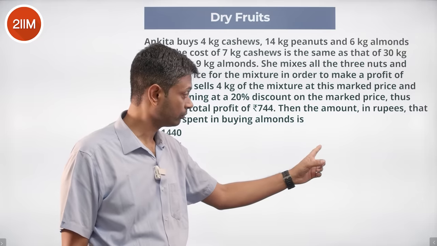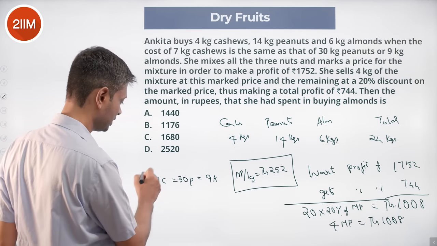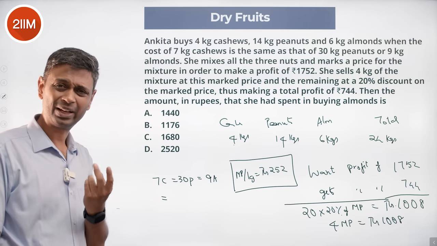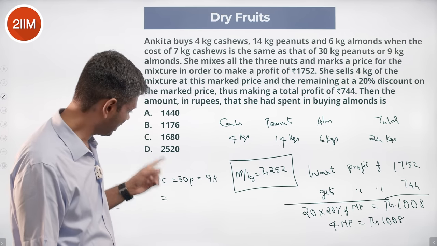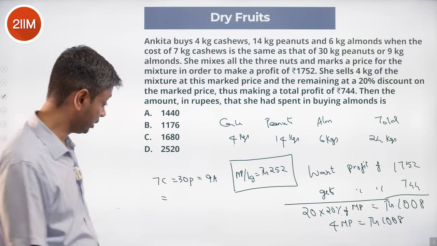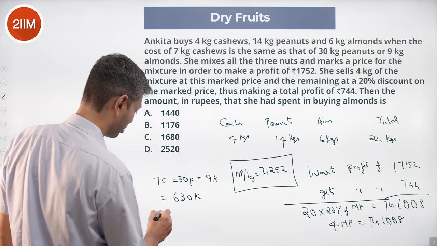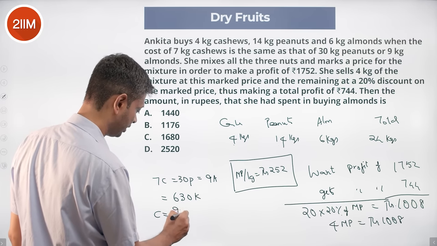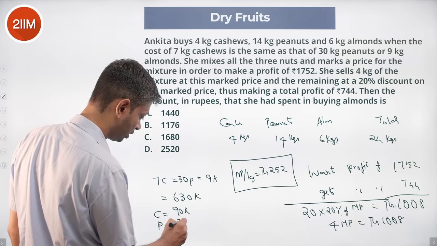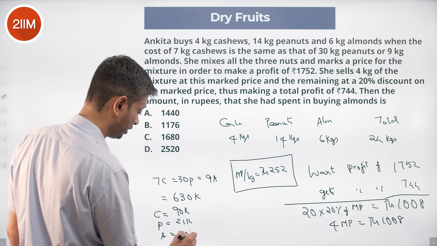To find this amount she spent, I think we'll have to use this: 7c equal to 30p equal to 9a. I'm going to make this equal to some other number to get the ratio. 7 and 30 are co-prime. 7 into 30 is 210. Another 3 here, which takes us to 630. I'm going to call this equal to 630k. Price of cashew c, 630 by 7, 90k. Price of peanuts is 630 by 30, 63 by 3, 21k. Price of almond, 630 by 9, which is 70k.